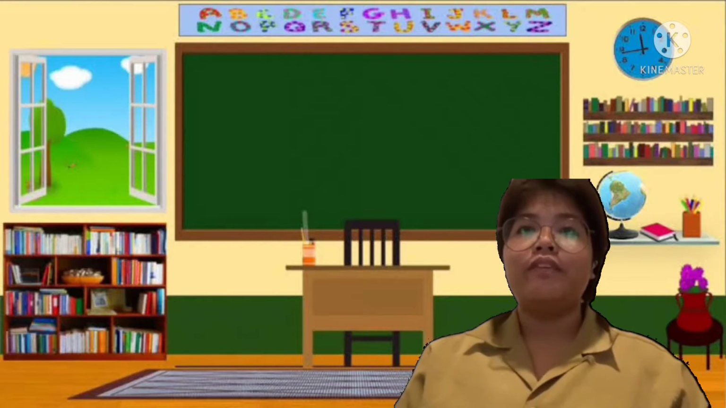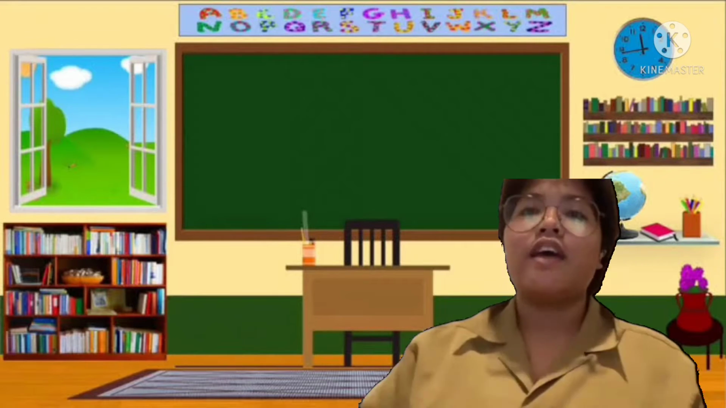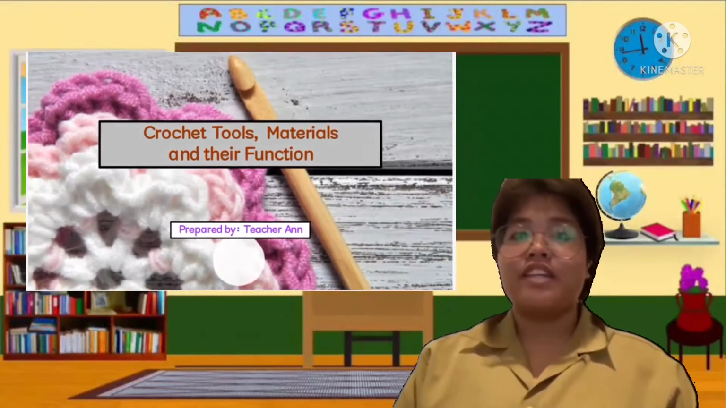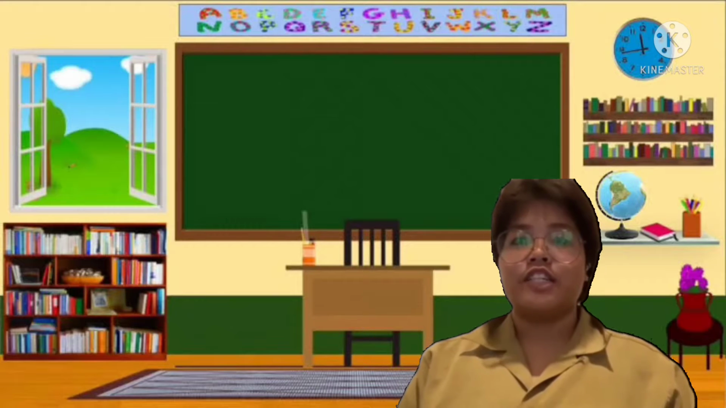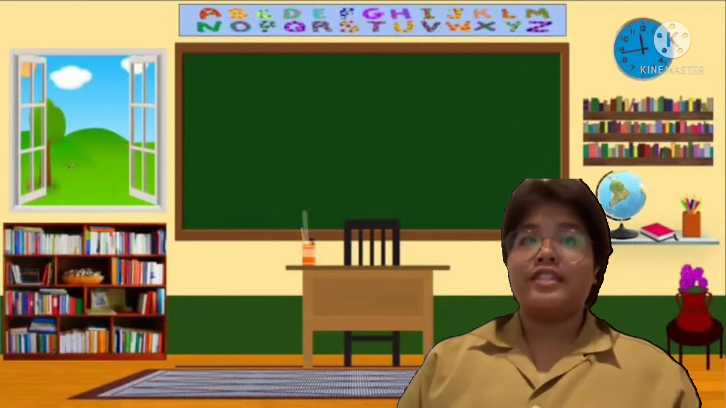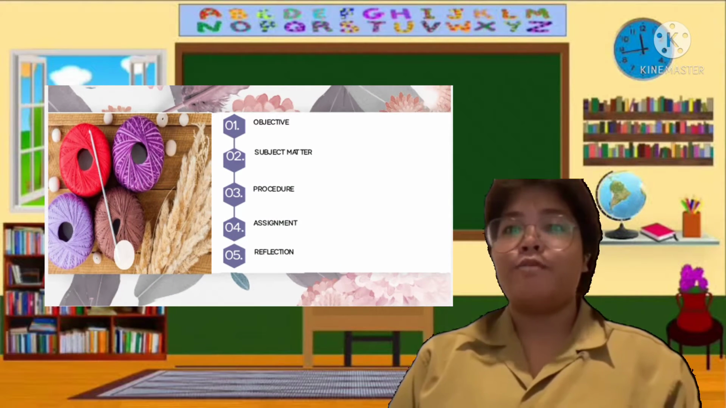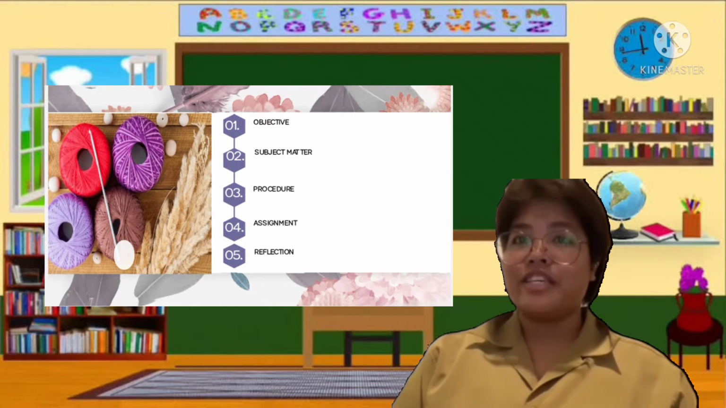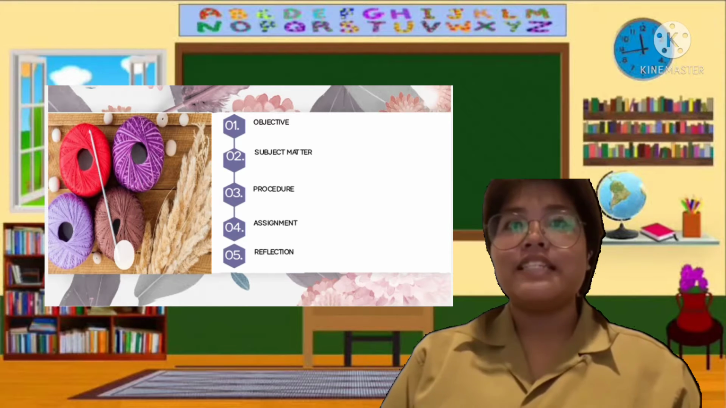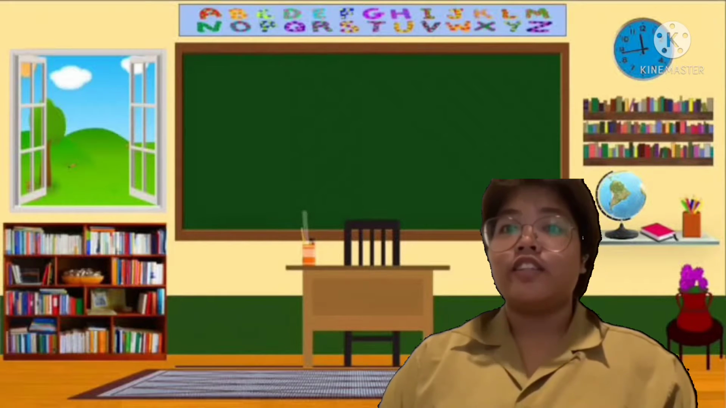I will be showing you a PowerPoint presentation of my semi-detailed lesson plan. As we can see here in the first page of our PowerPoint presentation, we can see the topic, the tools and materials used in crochet and their function. Proceed to the next slide. We have here the contents. First, we will be talking about the objective, the subject matter, the procedure, the assignment, and lastly, the reflection that we will be discussing later on.